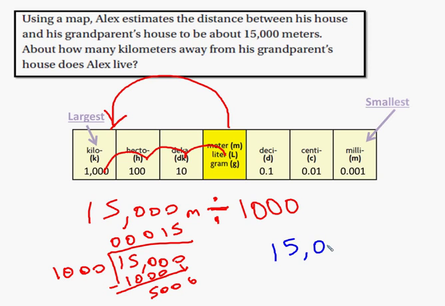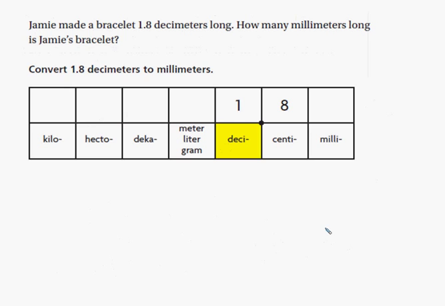So we have 15,000, and we're dividing by 1,000. Well, I know there's 1, 2, 3 zeros in 1,000, so I move the decimal place 3 places. Now, do I move it to the left or to the right? Since I'm dividing by a whole number, my answer should be smaller than my original number. If I moved it to the right, my answer would get bigger because I'd be adding zeros to it. So I'm going to move to the left 3 places. 1, 2, 3. Put the decimal here. My answer is 15 kilometers. And we'll do a few more of those.